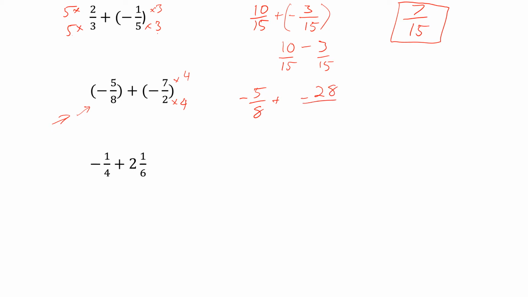And I'm going to go 2 times 4, and that's going to be 8. So the goal is to make sure that the denominators are the same. Okay, so now they're the same, and I didn't have to multiply this first fraction right here, so it saves me a little bit of extra step. Now my answer is going to be over 8. Okay, so it's negative 5 plus negative 28.